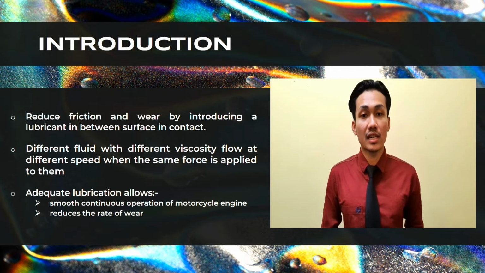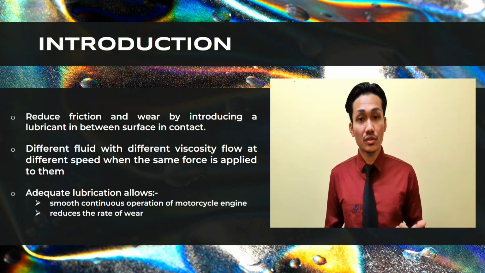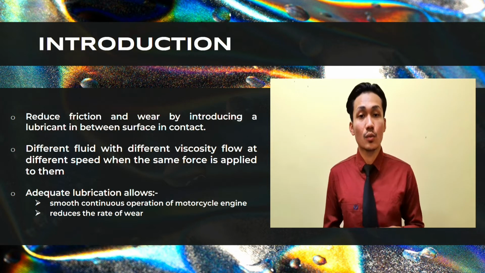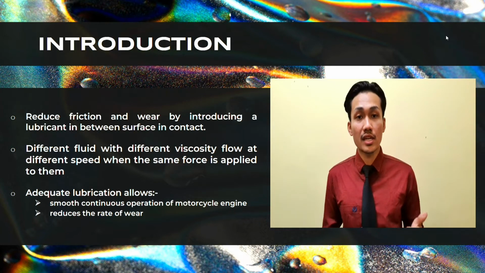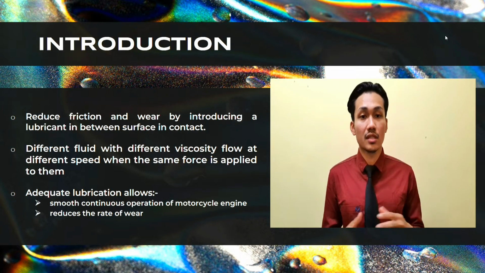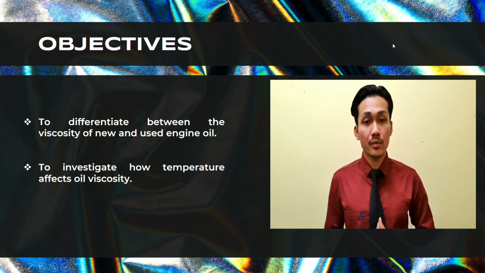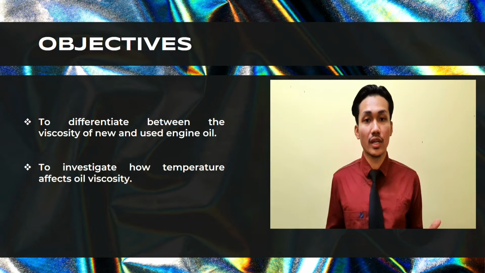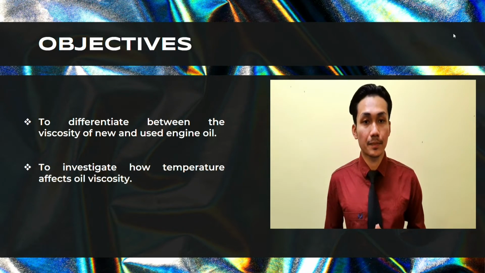Adequate lubrication allows smooth, continuous operation of motorcycle engine, reduce the rate of wear, and prevent excessive stress at bearing. When lubrication breaks down, components can rub destructively against each other, causing heat and failure and may damage the motorcycle engine. So, the objective of this experiment is to differentiate between the viscosity of new oil and used oil and to investigate how temperature affects the oil viscosity.